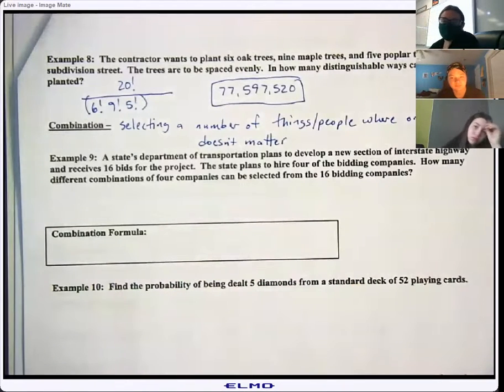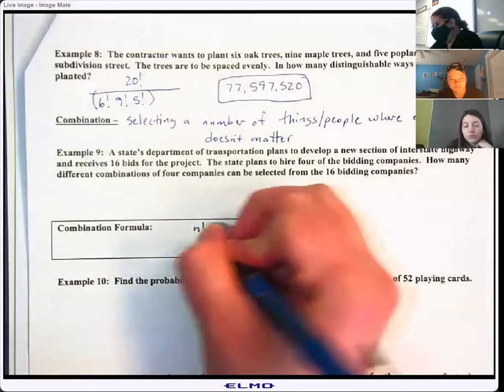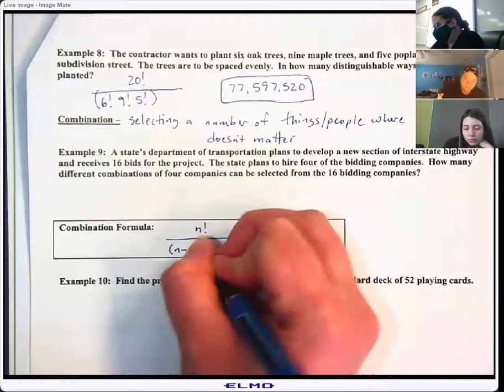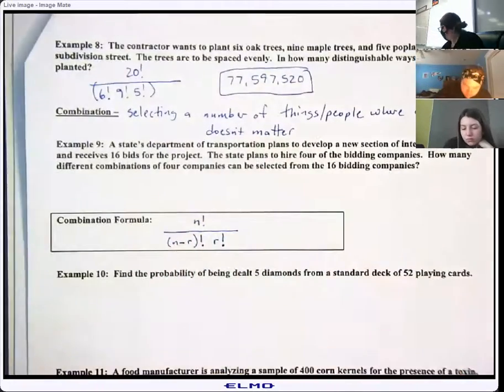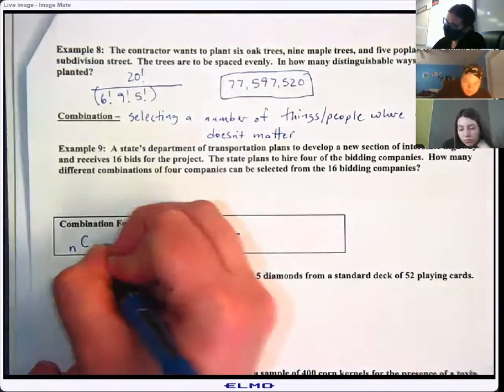Do you guys understand in example 9 how it doesn't matter who I pick first? It doesn't matter who I pick second or who I pick third or fourth. All that matters is who I get, like which bidding companies I get. So this is the combination formula for that. It looks just like the permutation formula, only there's a little bit extra added. And again, that is nCr.